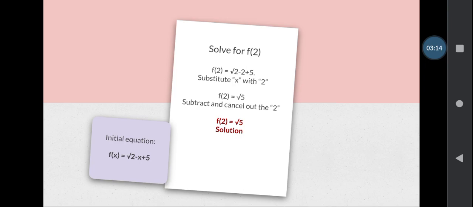Once we subtract and cancel out our 2's, because they are the same number, we are left with f of 2 equals the square root of 5, with our solution also being f of 2 equals the square root of 5.